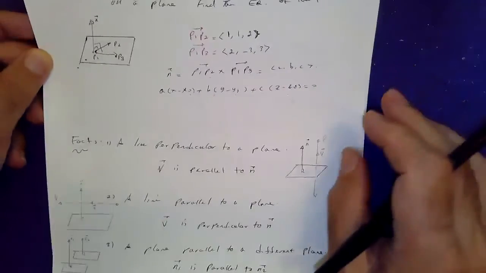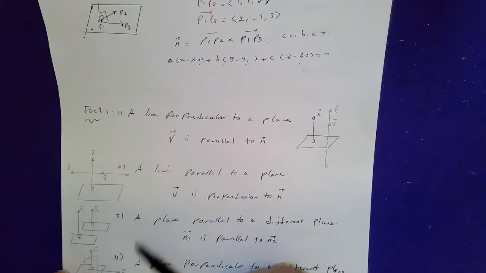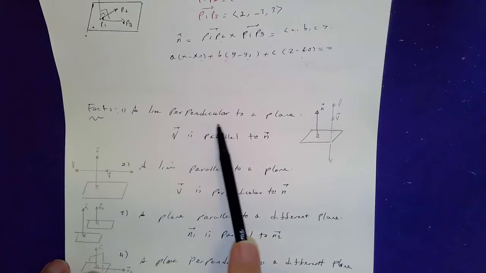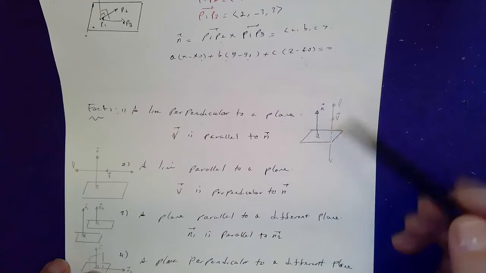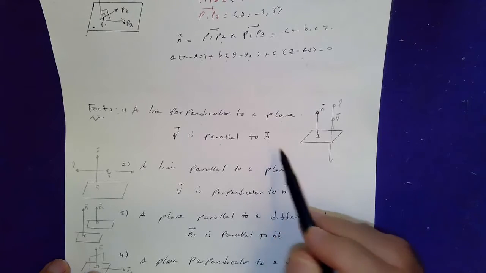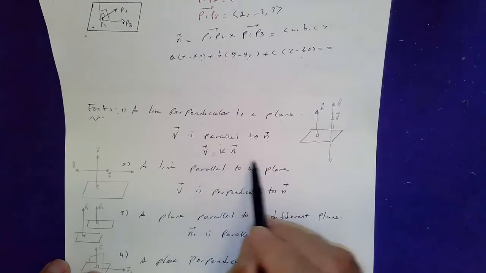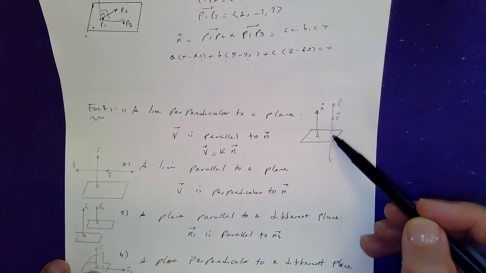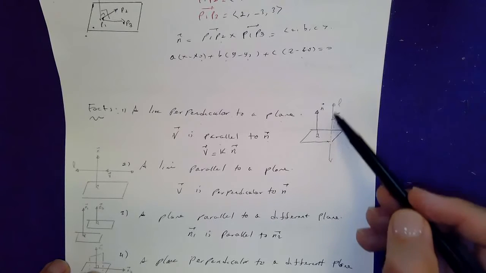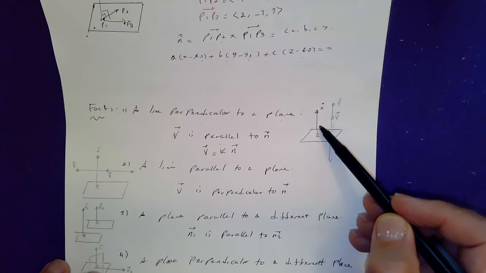Okay, so let's see what the relationship between line and plane is. In other words, there are like 4 cases. I'd like to go over it quickly with you. If they say a line is perpendicular to a plane, that means the direction of the line is parallel to N. In other words, V should be equal to some scalar multiple of N, for the line to be perpendicular to a plane. So for a line to be perpendicular to a plane, the direction of the line has to be parallel to the normal vector to the plane.